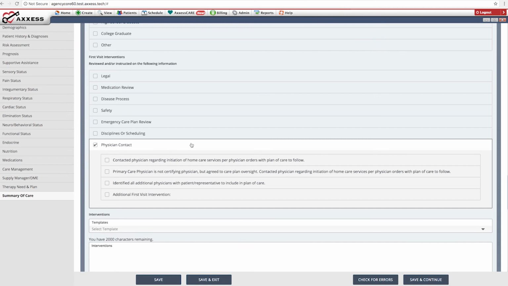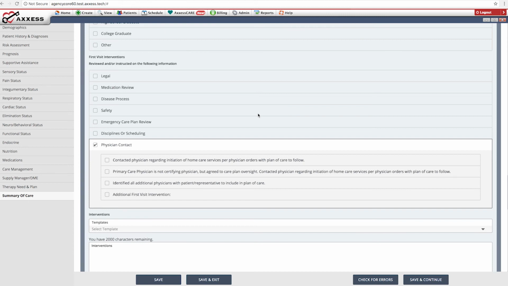Physician contact. You must contact the physician regarding initiation of the home care services per physician orders, with plan of care to follow. I'm not sure if every clinician is aware of this or not, but it does affect your license. When an agency receives an order to admit a patient to home care, that does not mean that they have orders to continue seeing the patient. Once the patient is admitted to home care services, or you determine that the patient is in need of skilled care, you will need to call the physician, and surely they're not going to sit on the phone and discuss every single goal, and that is fine.